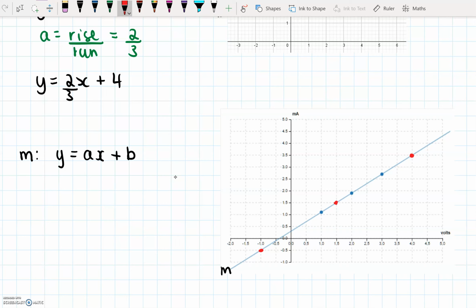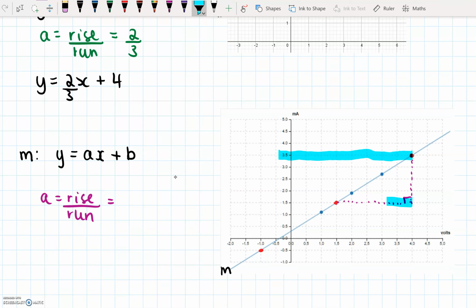So again we're going to say a is equal to rise over run, and we need to know what that rise over run is. So let's draw our triangle in. Now we need to find out what our rise is here. In this case it was a little bit different. I'm going to use a highlighter because it's going to be clear for us. So we're going up to here from here. So it's 3.5 minus 1.5. So our rise in this case is going to be 2. And let's have a look at what our run will be.